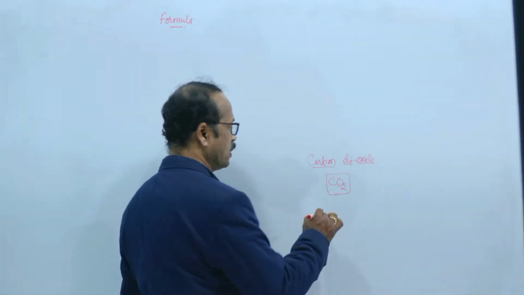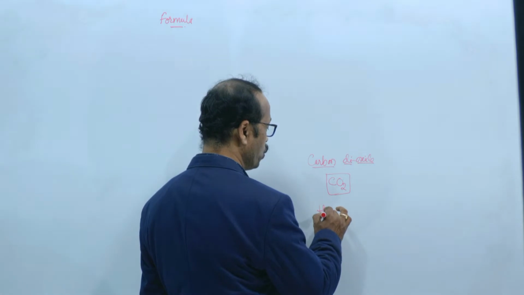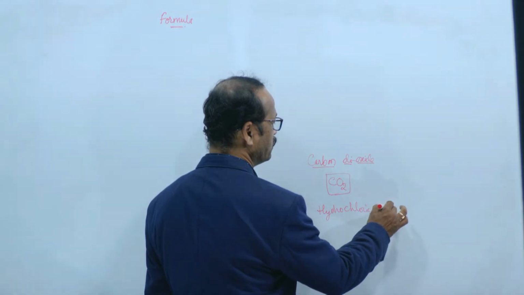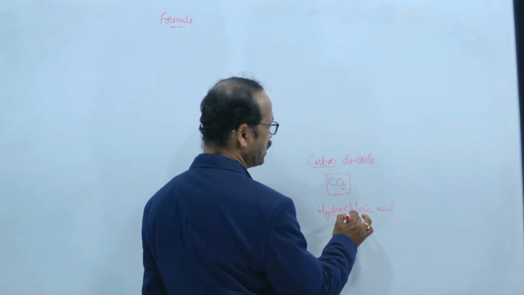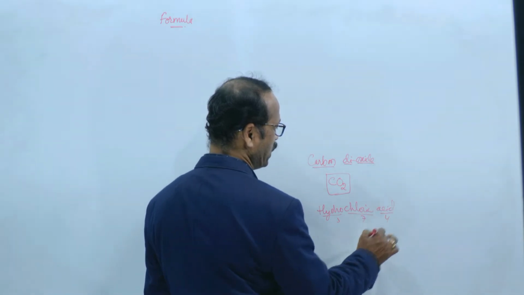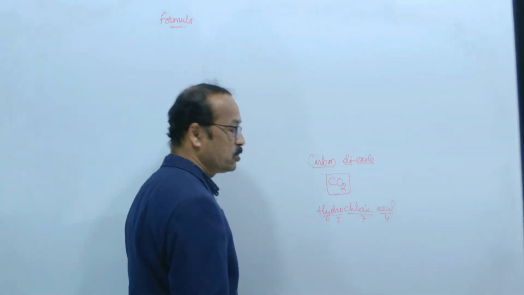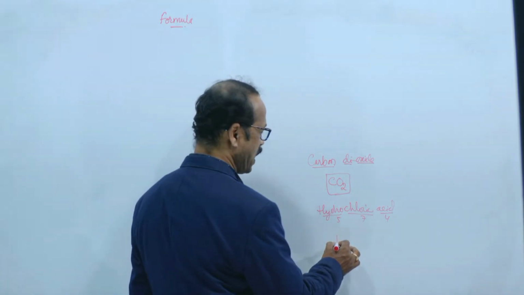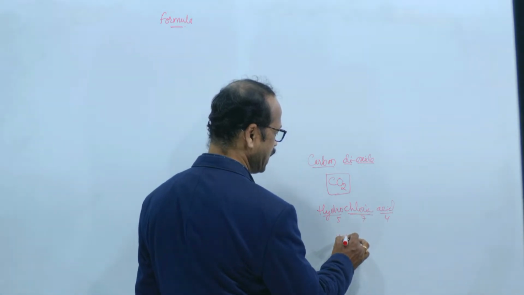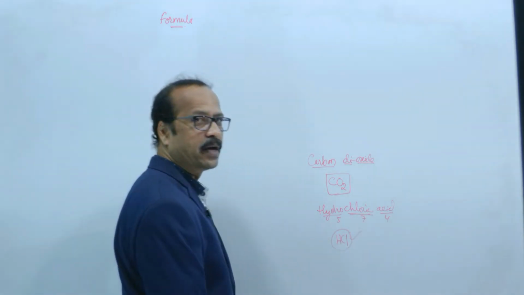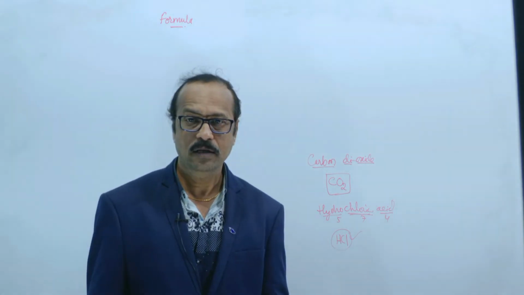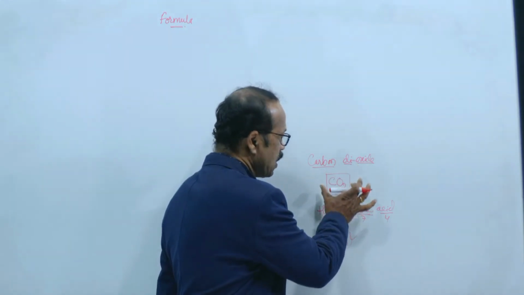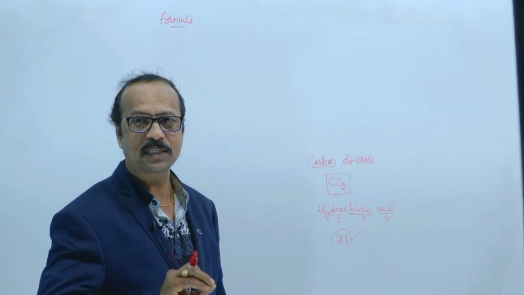And for example, hydrochloric acid. I want to write hydrochloric acid. Hydro 5 letters, chloric 7 letters, acid 4 letters. So 5 plus 7 plus 4, almost 16 letters. Instead of that, I can write in short: hydro stands for hydrogen, chloric acid stands for Cl. So HCl represents hydrochloric acid. This is the hydrochloric acid formula. So we are representing the compound in a short way by using symbols and numbers.